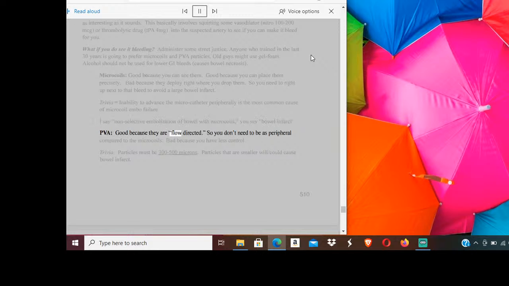PVA, good because they are flow directed, so you don't need to be as peripheral compared to the microcoils. Bad because you have less control. Trivia: PVA particles must be 300 to 500 microns. Particles that are smaller could cause bowel infarct.